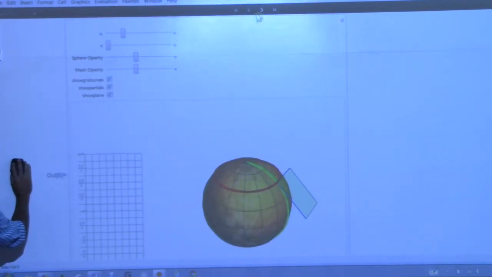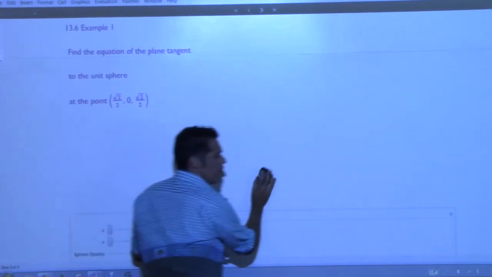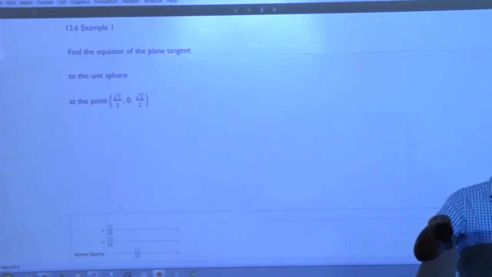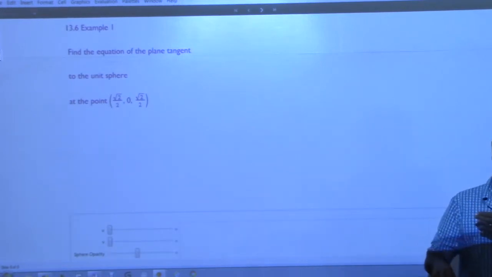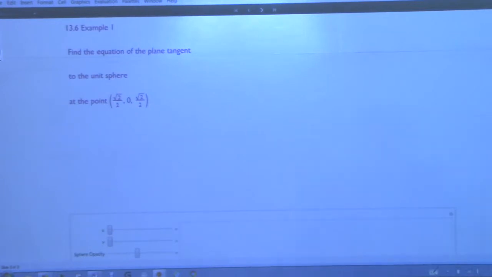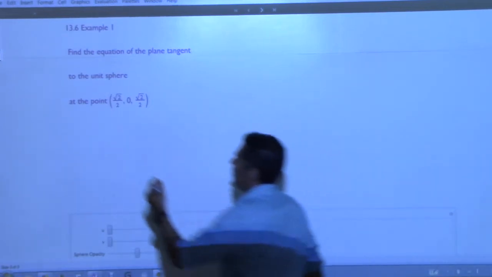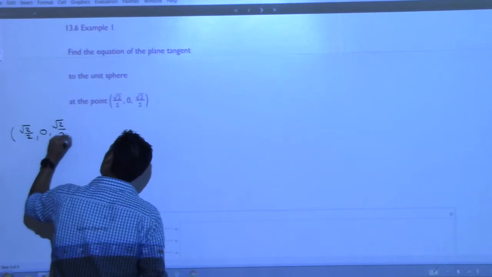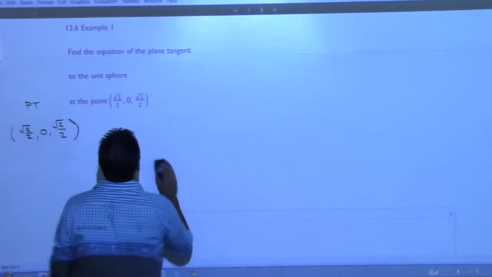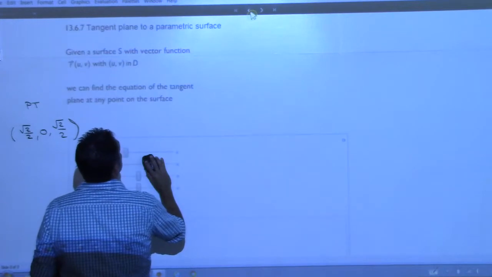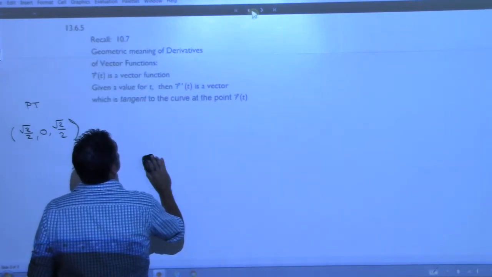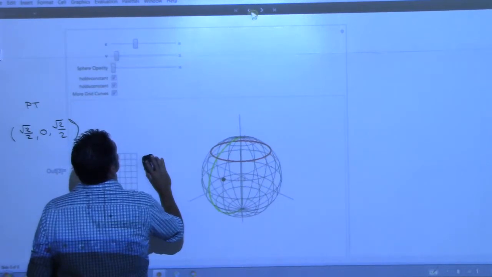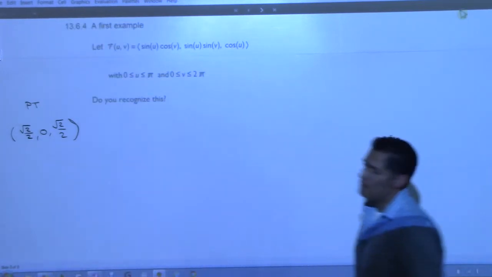All right, so let's do an example. There's no formal formula that I'm giving you here. You just need to understand the geometry of what's happening. So let's find the equation of the tangent plane to the unit sphere at that point. Let me write the point down. We're looking at the point root 2 over 2, 0, root 2 over 2. And we are going to be working with the unit sphere, which we just said is that vector function, right there.